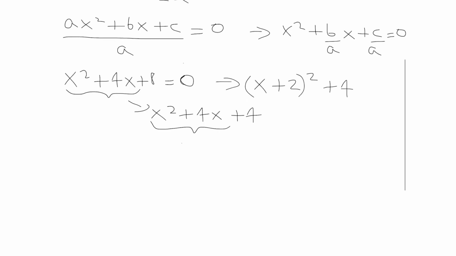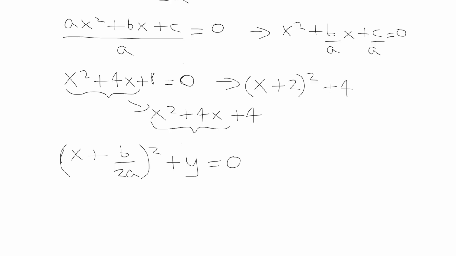And we want to apply that to our generic expression. So the way we would do this is we start with our bracket, x plus. Now, our x term has a coefficient of b over a. So what's half of b over a? It's going to be b over 2a. So we have x plus b over 2a all squared. And then we have plus, and I'm going to call it y. So we've got to work out what this y value is. And just for completeness, make sure it's equal to 0.